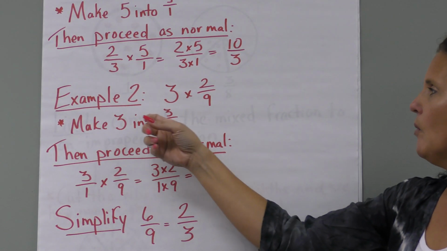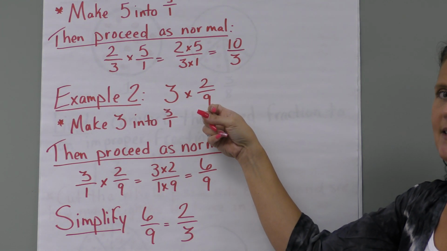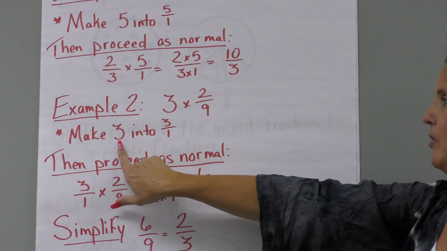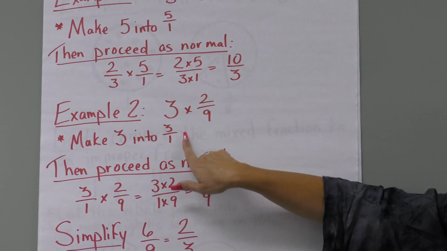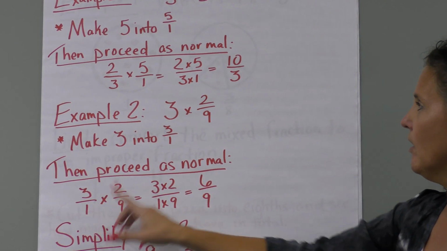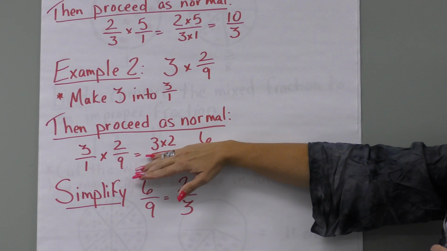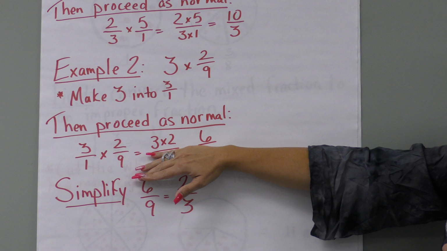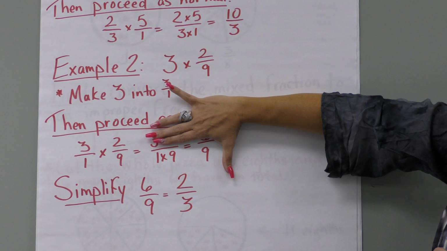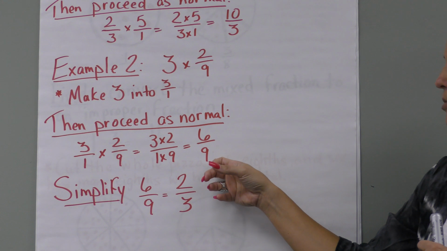Example number 2, we have 3, which is our whole number, and we're going to multiply that times 2/9. So what did we do the last time? Up here we put 5 over 1. We can do the same thing with 3. We can make 3 into 3 over 1, and then we can proceed. So we bring our 3 over 1 down here, and we're going to multiply it by 2/9. Step number 1, we multiply the numerators. 3 times 2 is 6. Step number 2, we multiply the denominators. 1 times 9 is 9. So our answer of 3 over 1 times 2/9 is equal to 6 over 9.